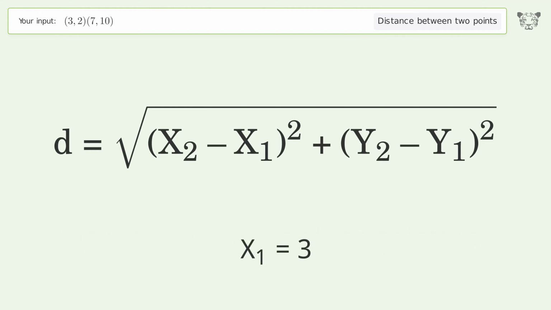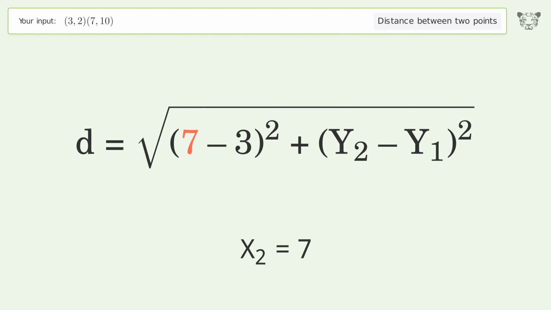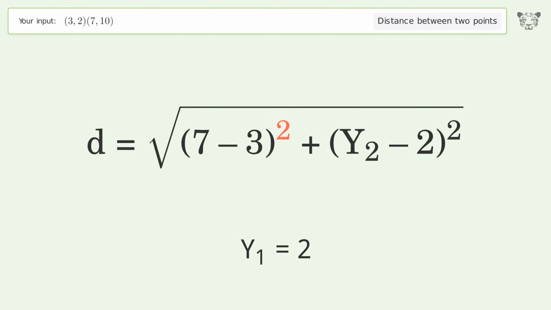x1 equals 3. x2 equals 7. y1 equals 2. y2 equals 10.